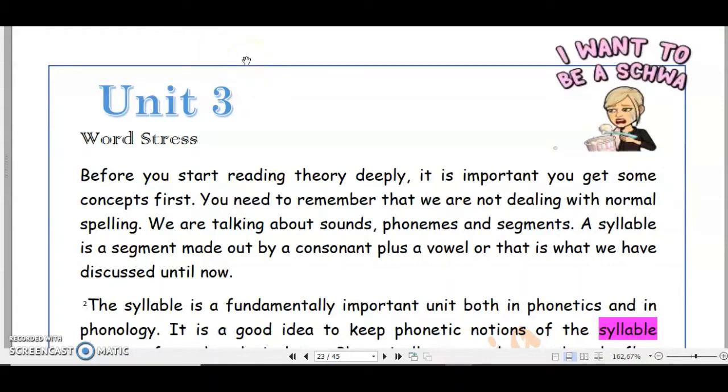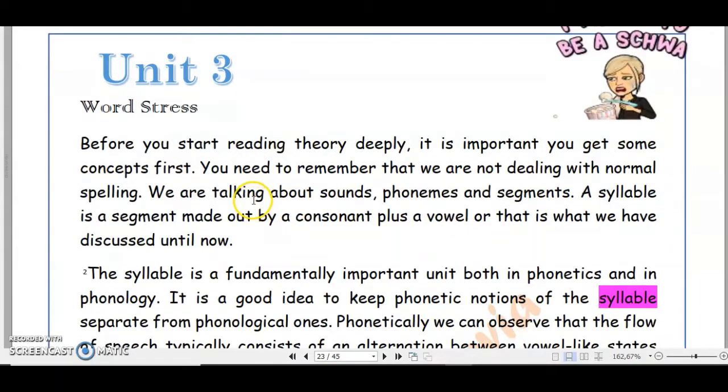Well, today we are starting Unit 3, as I said in the audio, and Unit 3 is devoted to word stress. In this case, the idea of word stress is related to how a syllable is structured. So we are going to go deeper in that during these classes, but first we need to understand the concept of syllable before we start going with word stress.